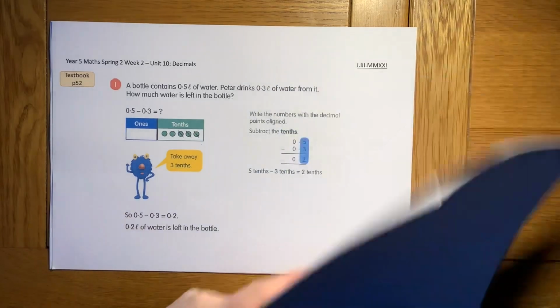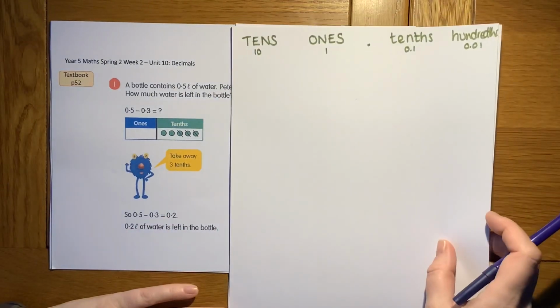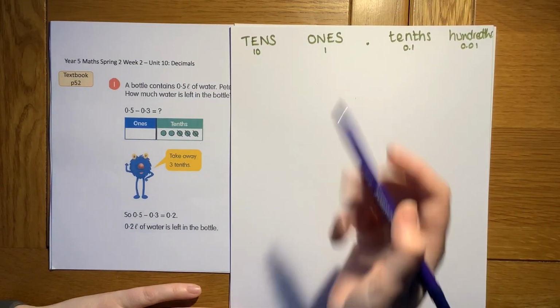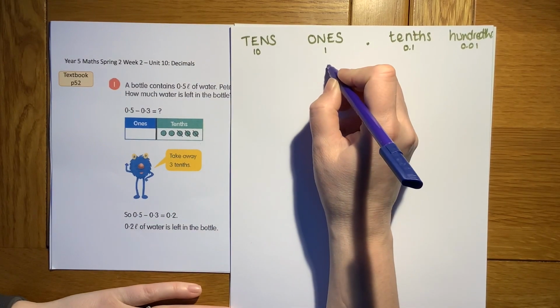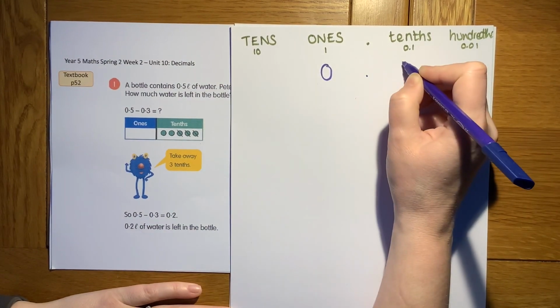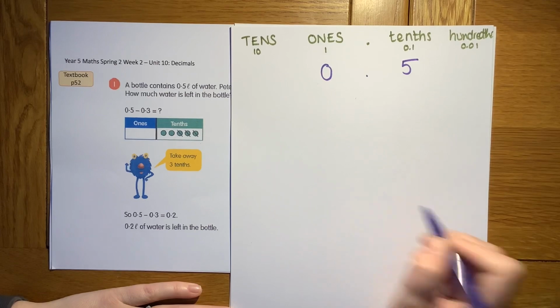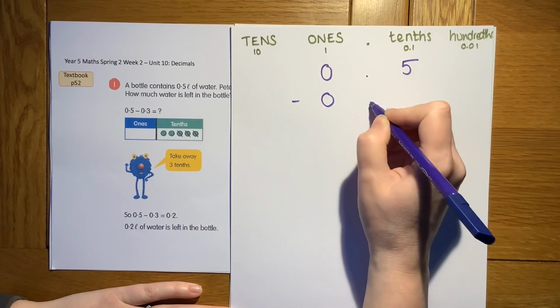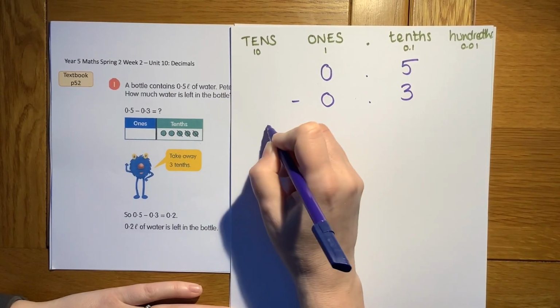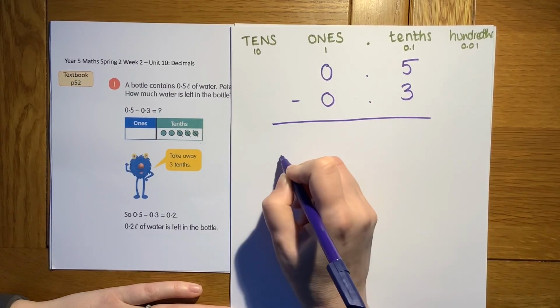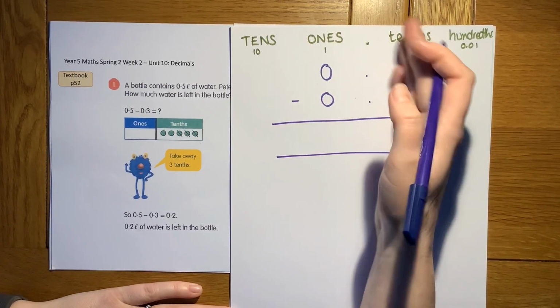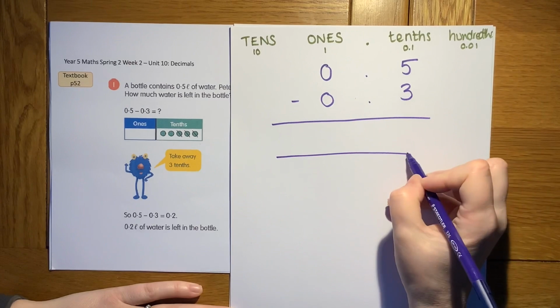I'm going to do it here. I know there's a picture for you, but I'm going to show you what it would look like here. So I've got 0.5, so 0 ones and 5 tenths. And I want to take away 0.3. Okay, so all the time making sure we're lining up our ones and our tenths, and of course the decimal point needs to stay aligned as well.